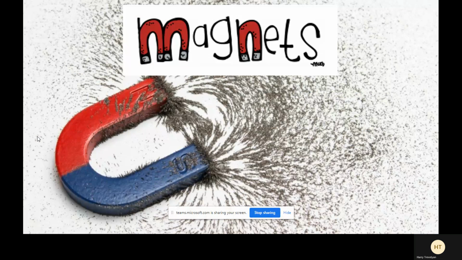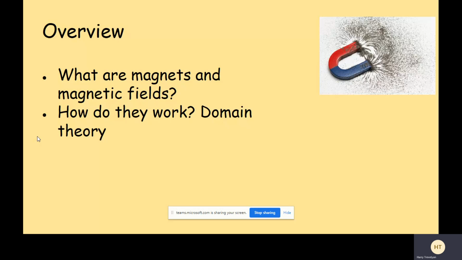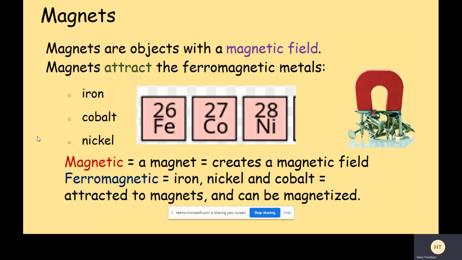So I'm going to be talking about magnets, the first topic you should have covered this term in science. Essentially the lesson is going to look like a lot of me talking to start with, and I'm going to give you some activities to go away with at the end. If you're finding it easy, just skip forward a little bit. So overview of today: what are magnets and magnetic fields, and how do they work, which is something we call domain theory.